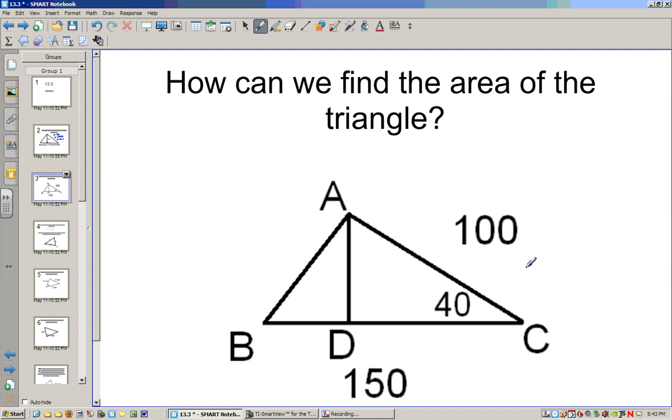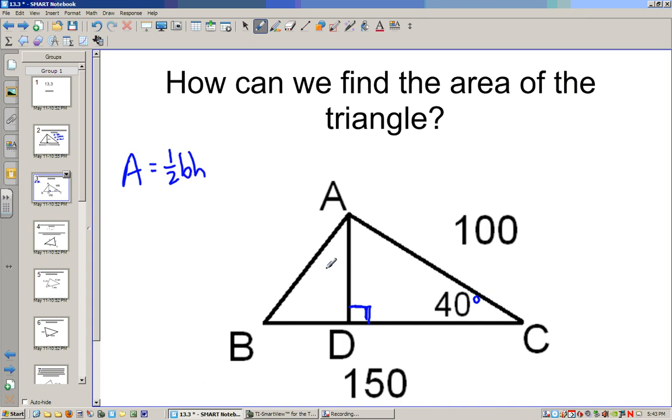We'll move into this next one. They ask us, how do we find the area of this triangle? We've got our base of 150 here they give us. And they tell us they have this angle measure of 40. We have the side length here is 100. And then this is a right angle, so AD is perpendicular to BC. So we need to find this height, because our area formula, again, is 1/2 base times height.